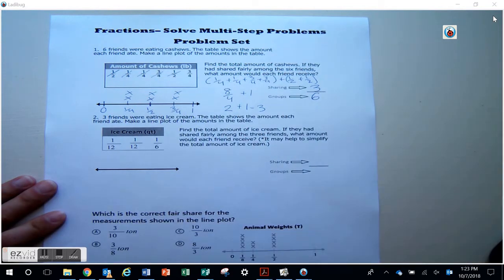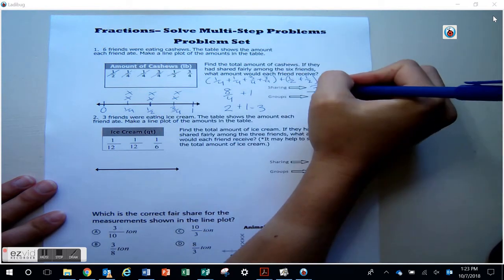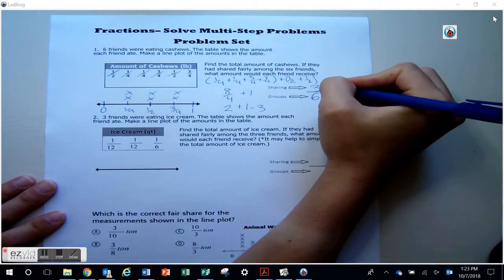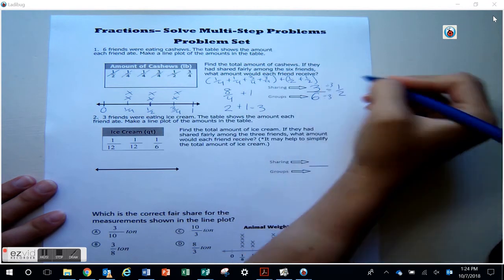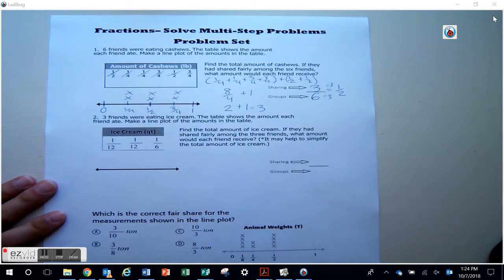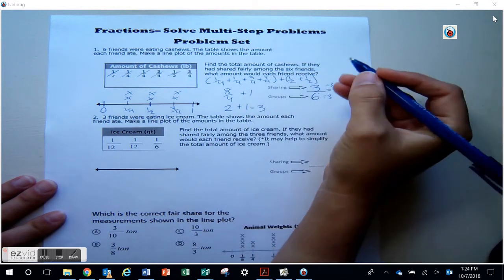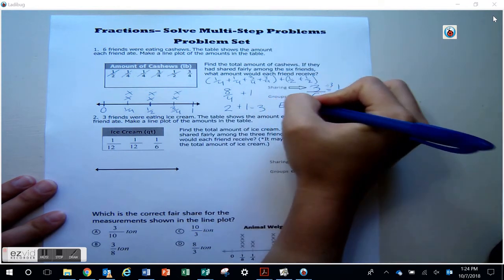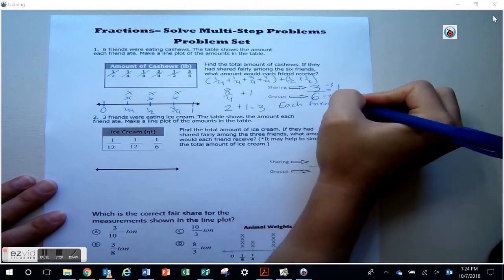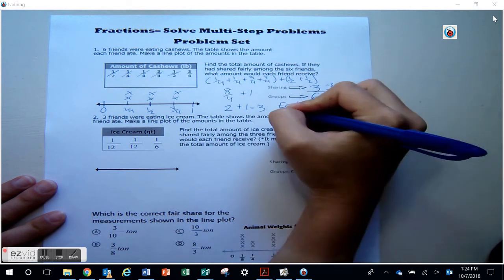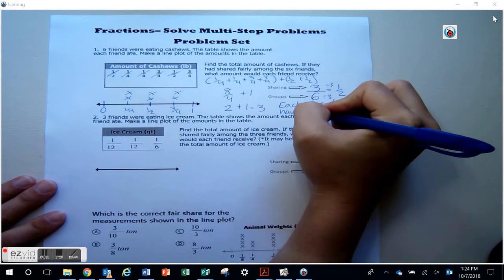So 3 pounds is the amount that I'm going to share with these 6 friends. So if they had each shared fairly, each friend would then be getting 1/2 of a pound of cashews. Let's write that in a complete sentence. What amount would each friend receive?